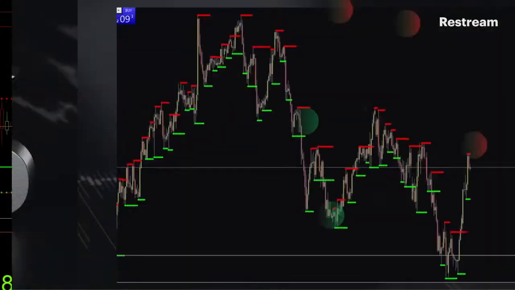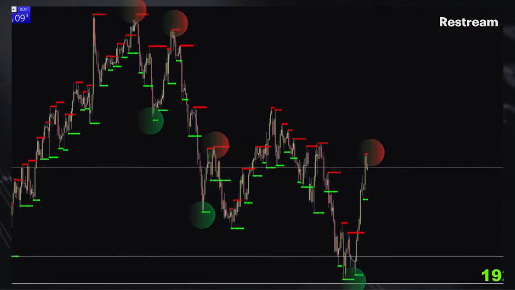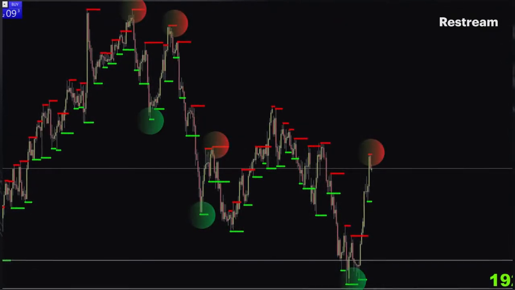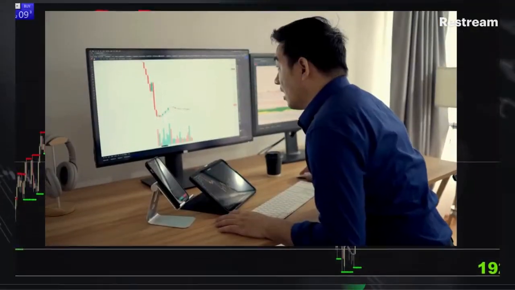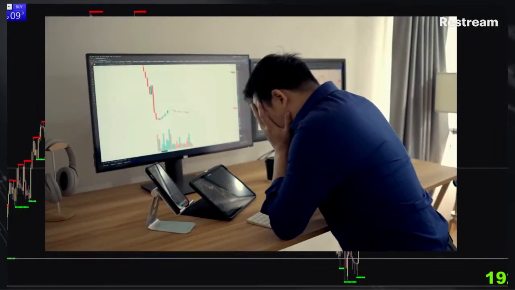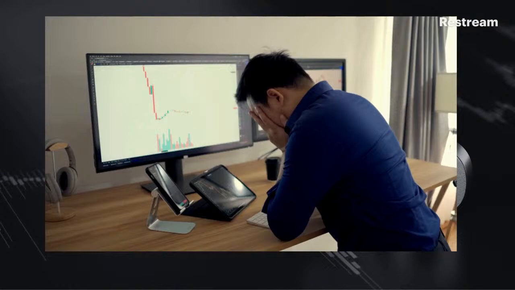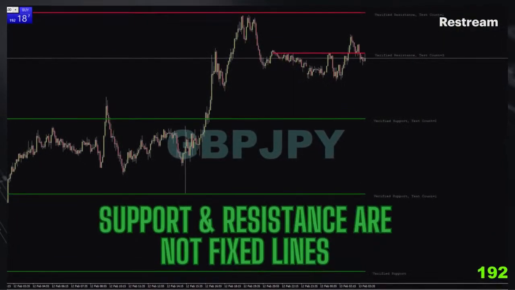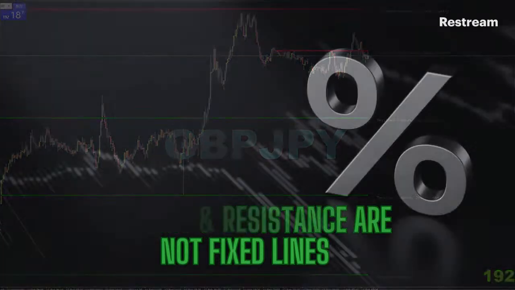Let's dive in. Most traders get support and resistance dead wrong. They draw simple lines, wait for price to hit them, and expect an easy reversal. But that's why they keep losing trades. Part 1. Support and resistance are not fixed lines. Let's talk about the first misconception.